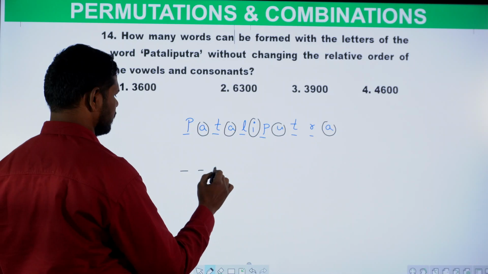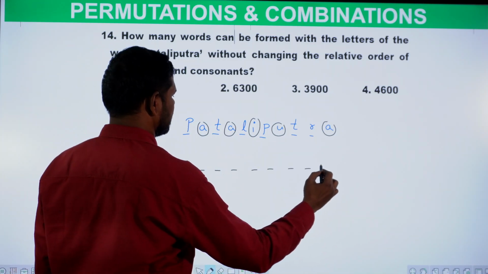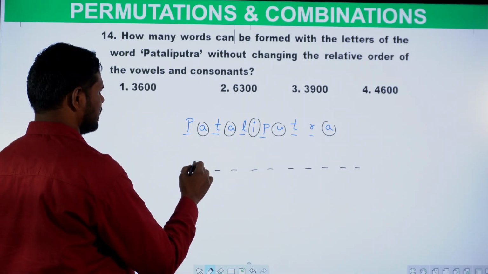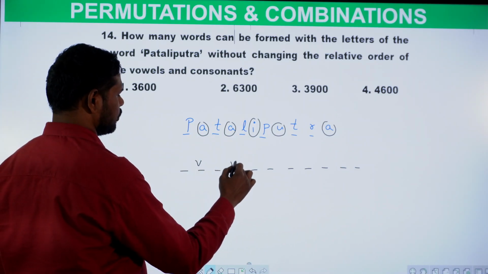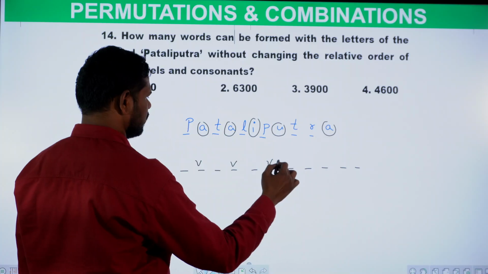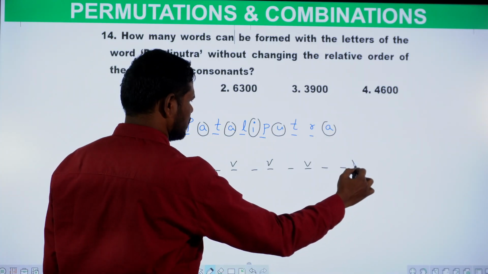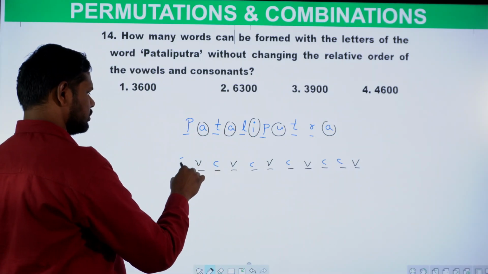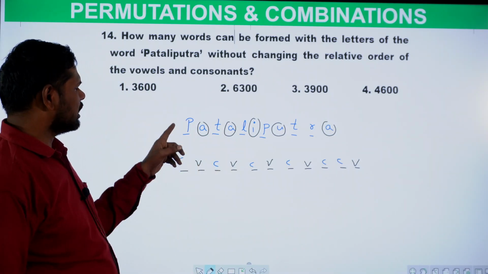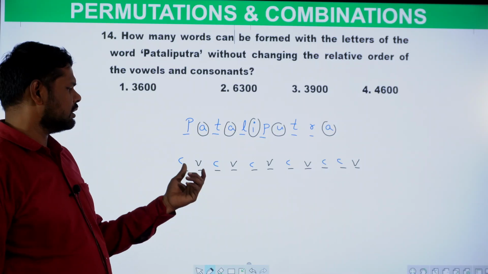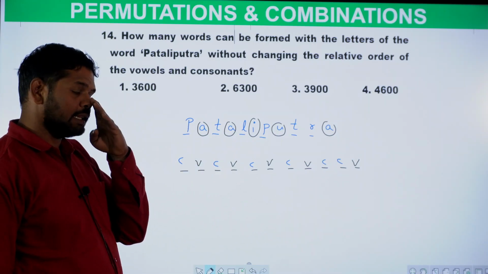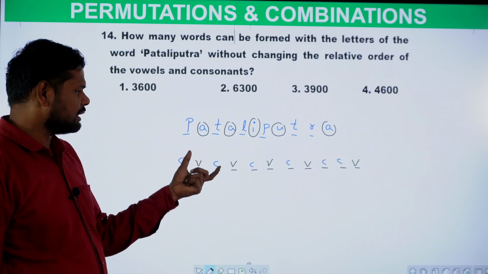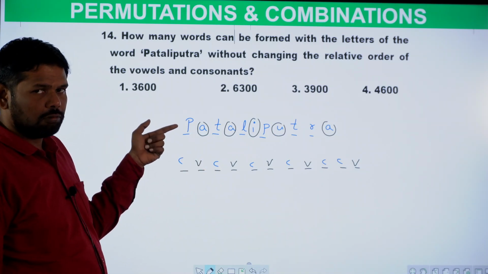Here are positions 1, 2, 3, 4, 5, 6, 7, 8, 9, 10, 11. So vowels occupy the same positions: the 4th position vowel, 6th position vowel, 8th position vowel, and last position vowel, in the middle of these consonants. The 6 consonants shuffle among themselves, and the 5 vowels shuffle among themselves. That is possible, but the positions of vowels and consonants are always the same as the original word.